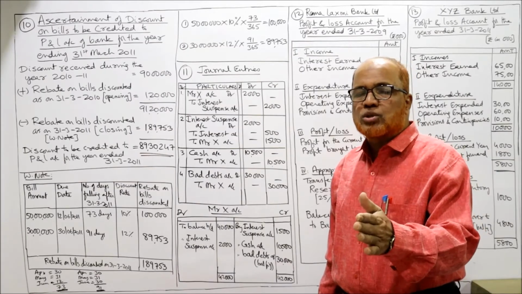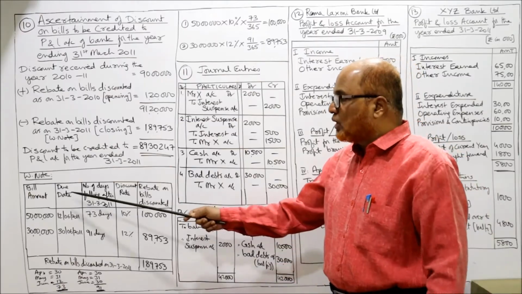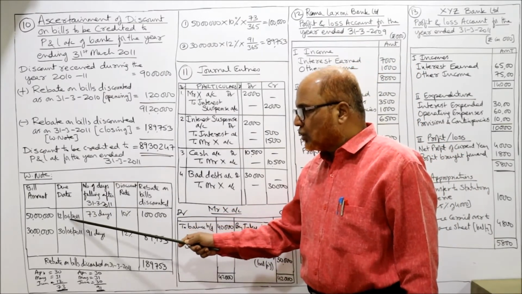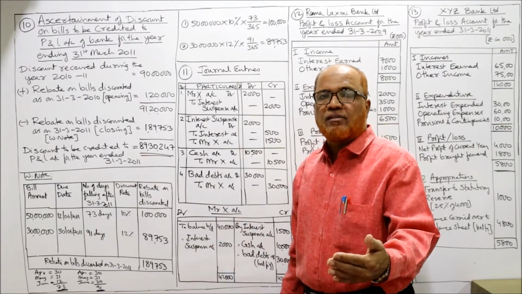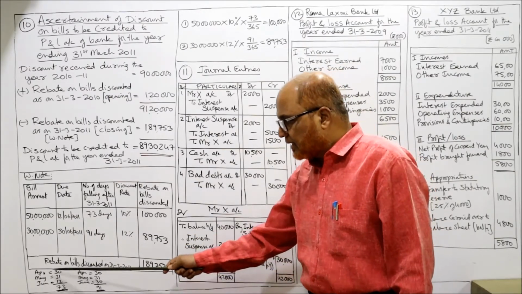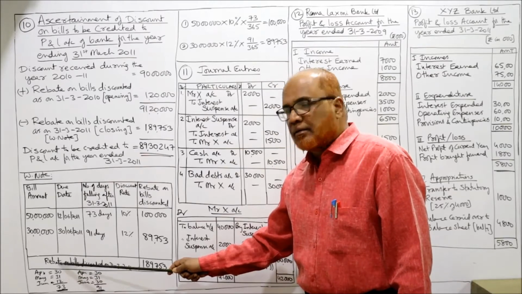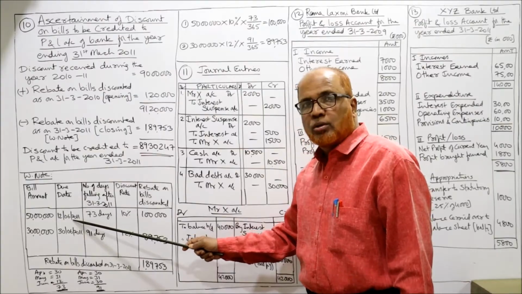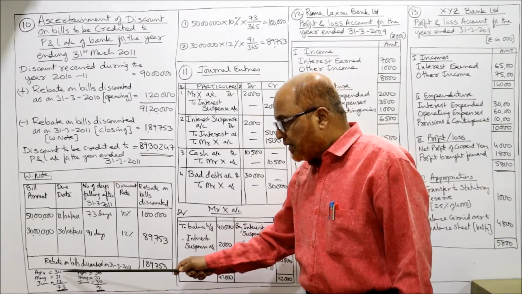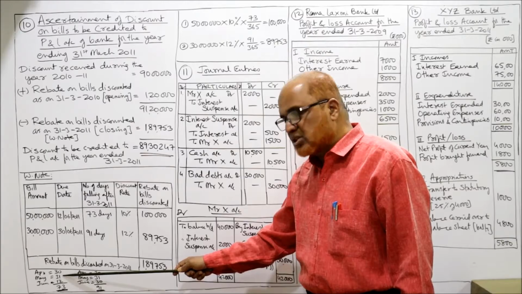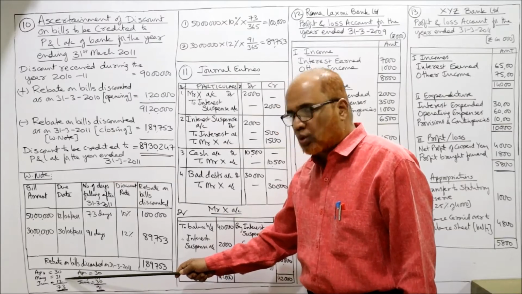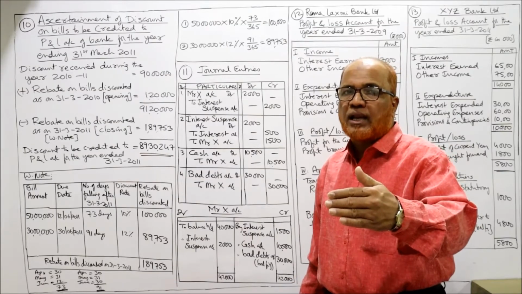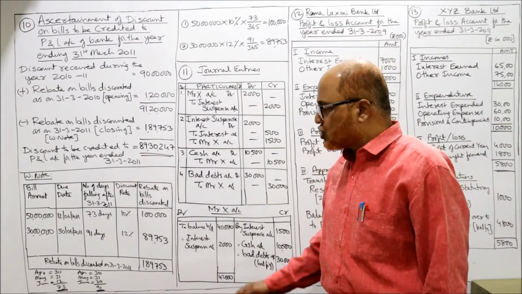Now after 31st March 2011, how many days later is the maturity? When is the due date coming? So 12th June. After March the next month is April, 30 days. After April, May, 31 days. And on what date is it maturing? 12th June, so 12 days of June. So add up 30 days of April, 31 days of May and 12 days of June. The total is 73 days. So 73 days are falling after 31st March.